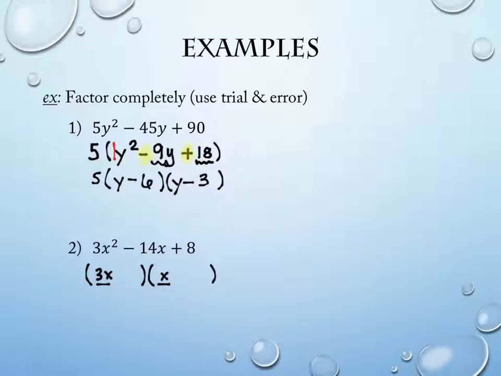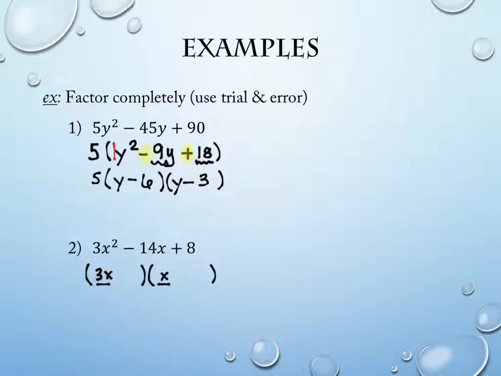If it had been a 4x squared, it's not quite so straightforward, right? I could put in 4x and x, or I could put in 2x and 2x. Because primes are like that, right? Primes have the one distinct possibility here, so I have 3x and x.